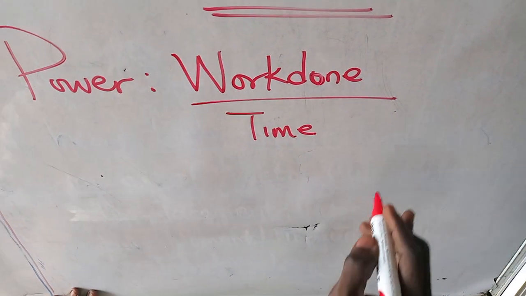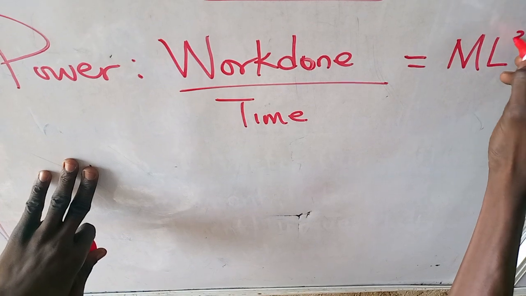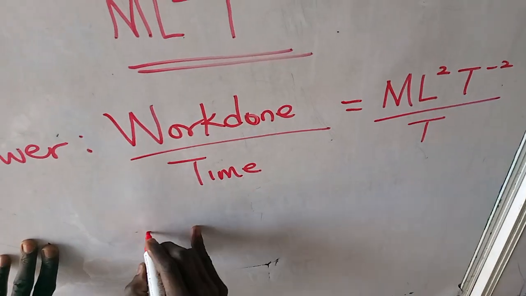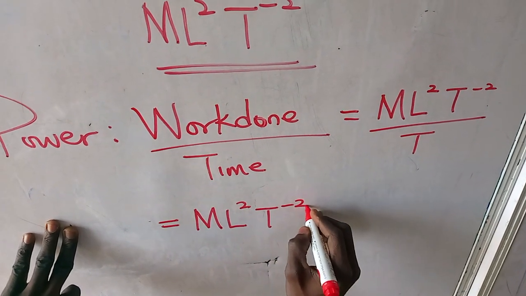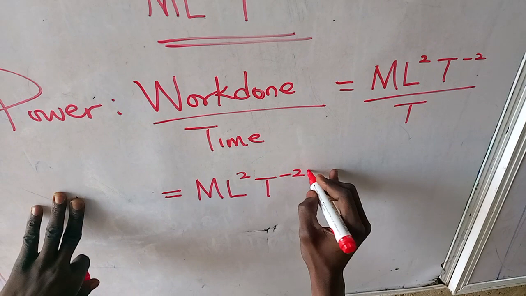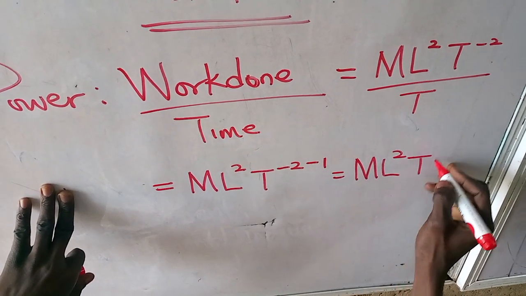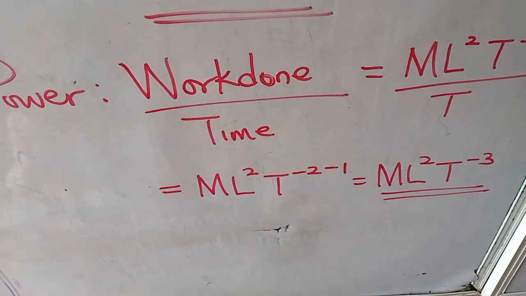So work done. Work is what we have gotten, ML raised to power 2 T raised to power minus 2. Time is T. That will be ML^2 T raised to power minus 2. This is T to the 1 now, and it comes up, that's minus 1. ML^2 T raised to power minus 3. This is the dimensional analysis of power.